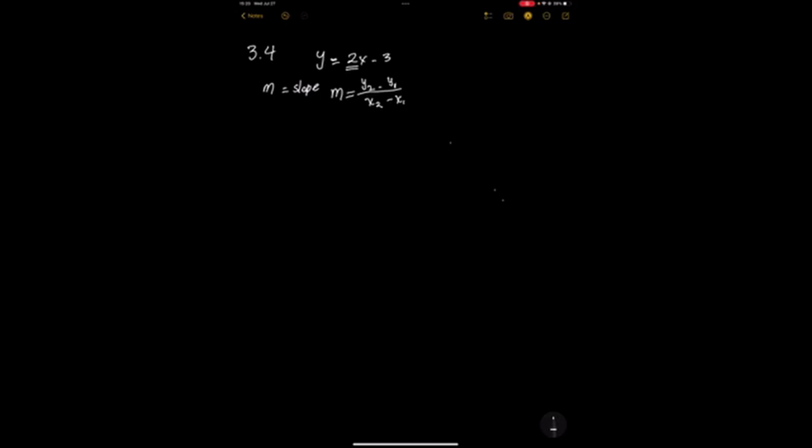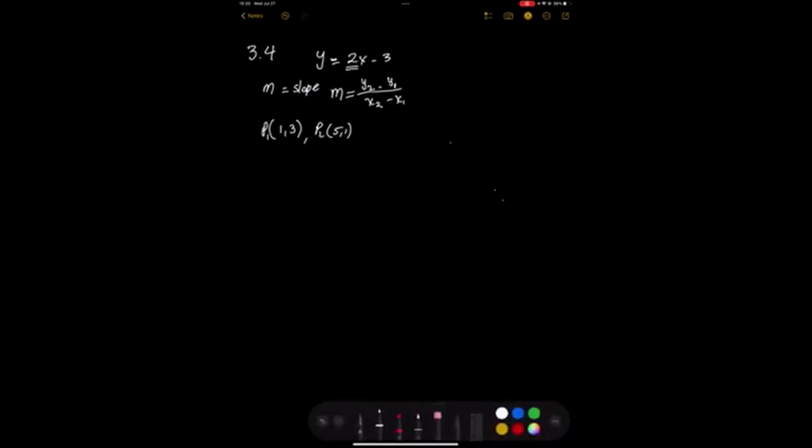So basically, knowing this, let's actually find out. You have to have 2 points basically to find the slope. So let's say we have those 2 points. We have a point P1, which is (1, 3), and P2, which is (5, 1). All right, and we need to calculate the slope of that.